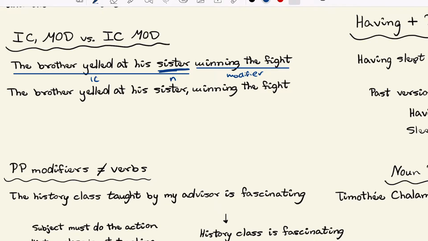Compared to the second sentence, "The brother yelled at his sister, comma, winning the fight." The independent clause is still "the brother yelled at his sister," and the modifier is still "winning the fight," but the difference is the subject. In this sentence, because of the comma that separates the independent clause and the modifier, the noun that is winning the fight is the brother and not the sister.